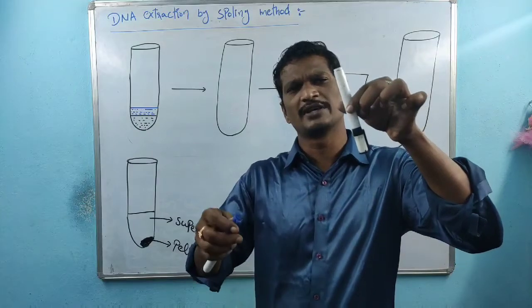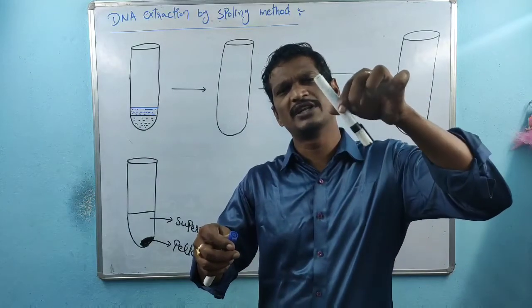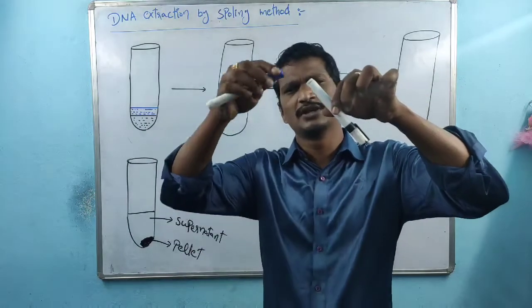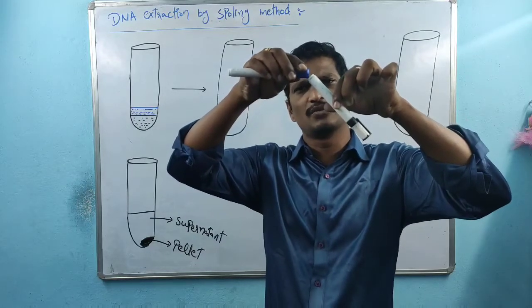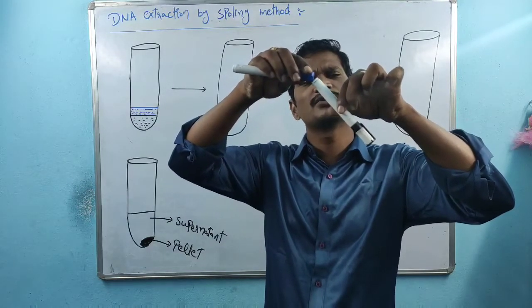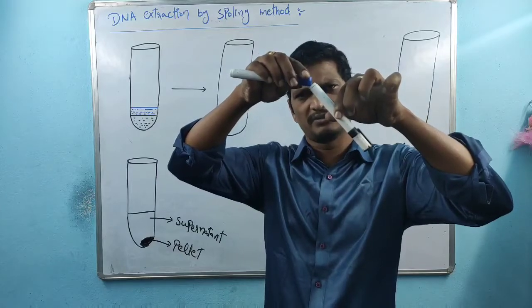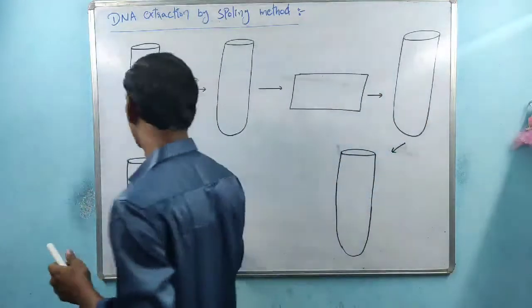See, very slowly we are adding. Suppose we need to bend the test tube like this. After that, by the walls we need to add the NaCl solution very slowly. So here two layers are formed.